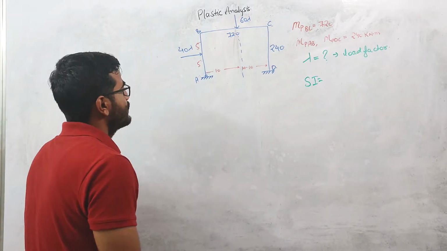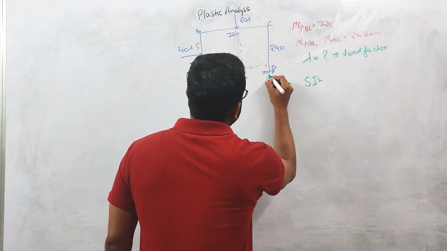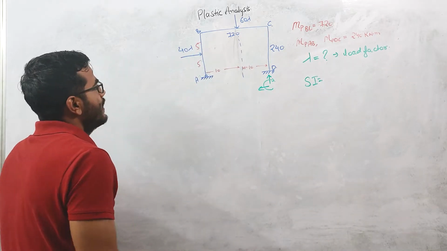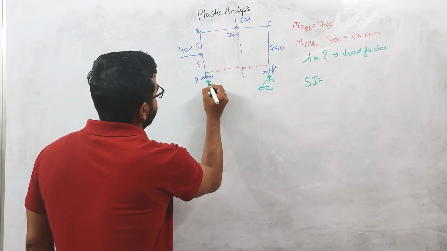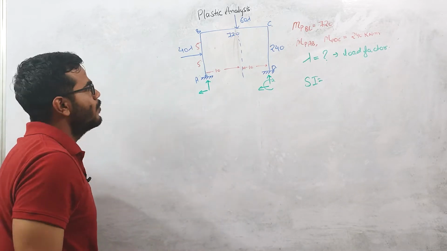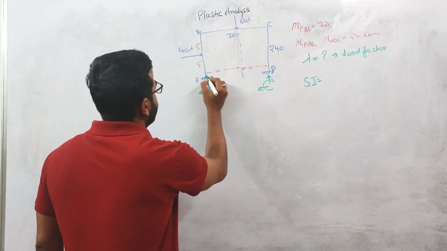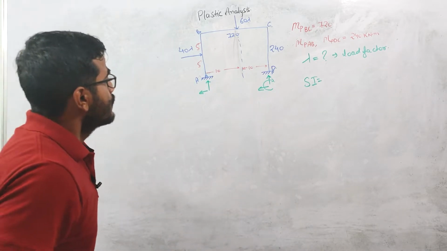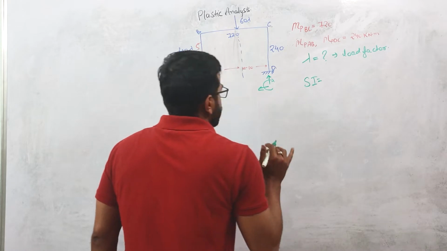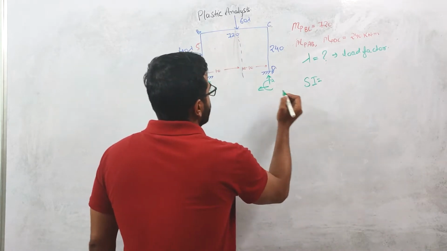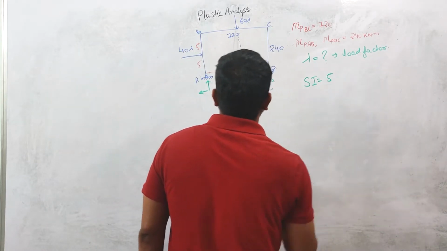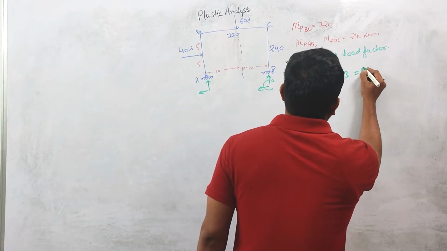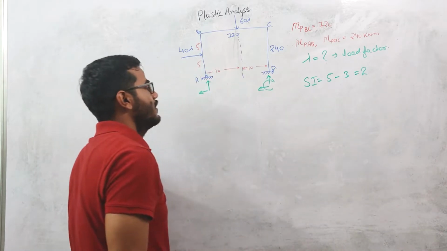As you can see that at this joint there will be three reactions, one vertical, one horizontal, and one moment, right? At this joint there will be one vertical reaction, one horizontal reaction, and no moment will be there because there is one pin. This is the pin joint. So the static indeterminacy will be, total number of reactions are basically 5, right? And equilibrium equations will be 3. So static indeterminacy of this frame is 2, right?